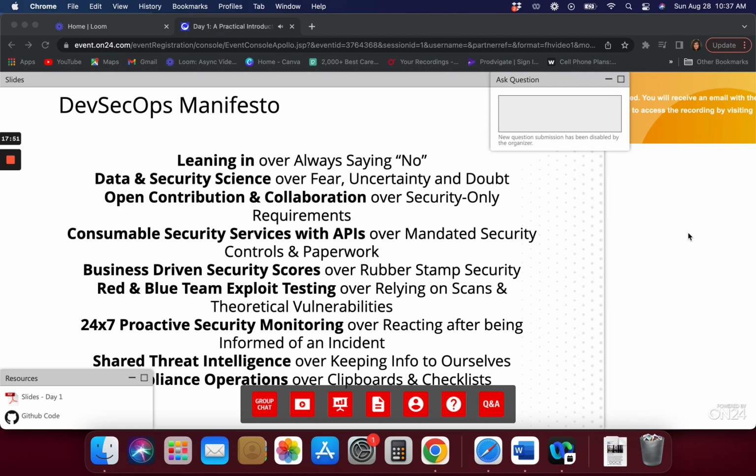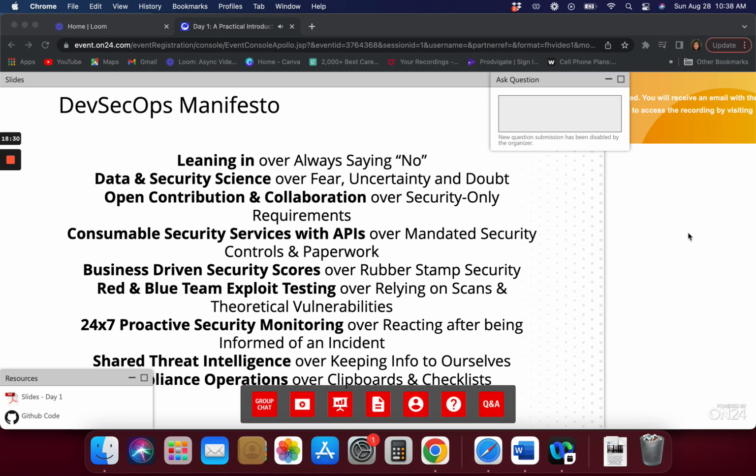So the idea of DevSecOps is we're going to lean in as a security organization, as opposed to being ones that you have to come to and convince to do what you need to do. Data and security science over fear, uncertainty, and doubt, where we actually use tangible threat models, tangible research and threat intelligence, and understand our applications in a deep way so that we can see anomalies.